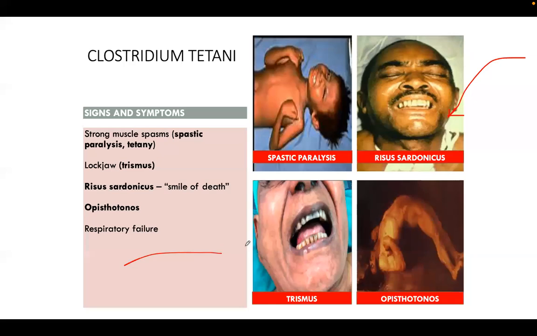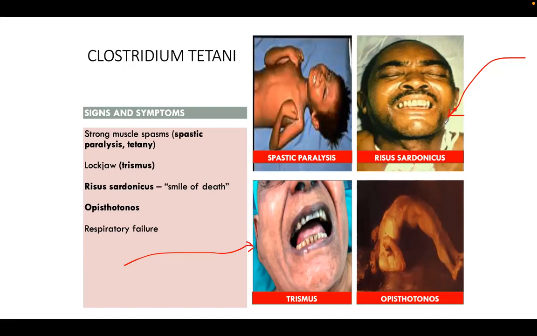Okay, here's the trismus. Does anyone understand or can explain why the pathology is trismus and not the other facial muscles? Would anyone happen to know why? The explanation is actually the masseter. The masseter muscle is most sensitive to the toxin.